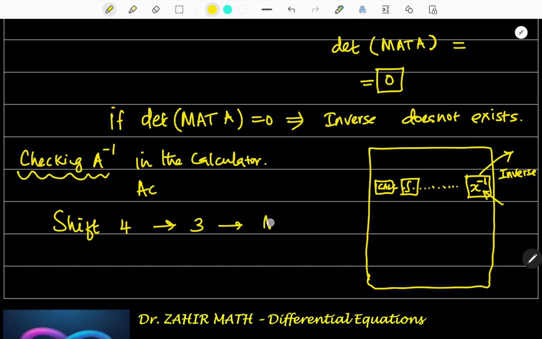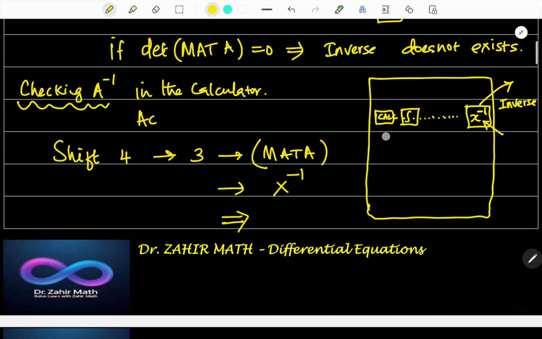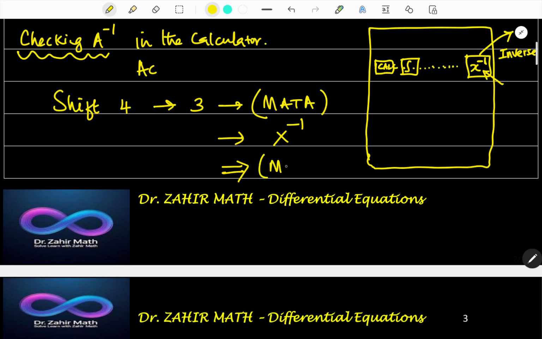So the screen will show mat A. Just use the brackets on both sides. After that, move your cursor to the right and then press the button X inverse. Then your screen looks like mat A to the power of -1. Then press the equal symbol. You will get a math error.